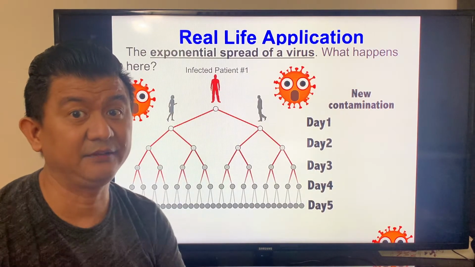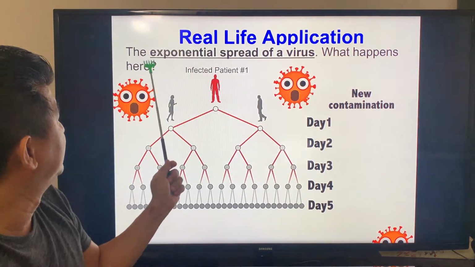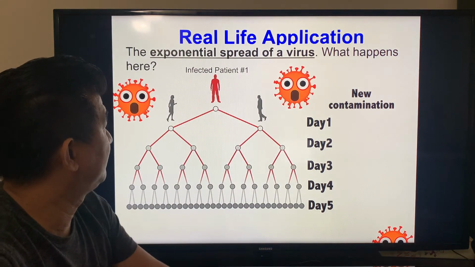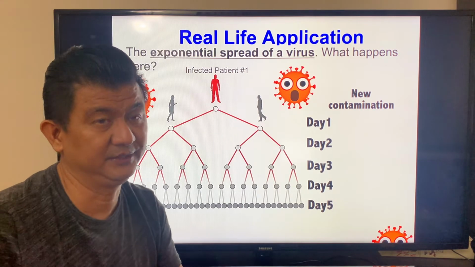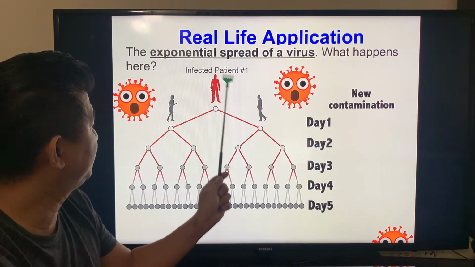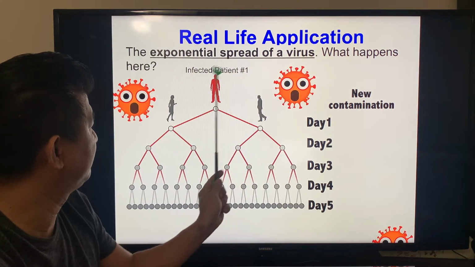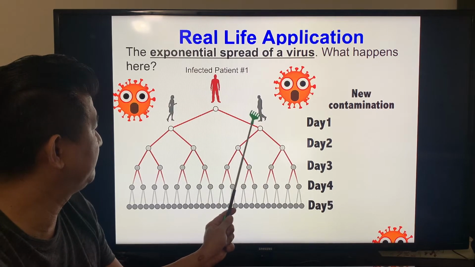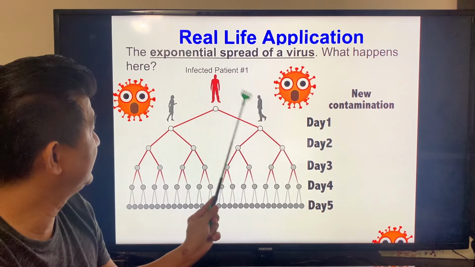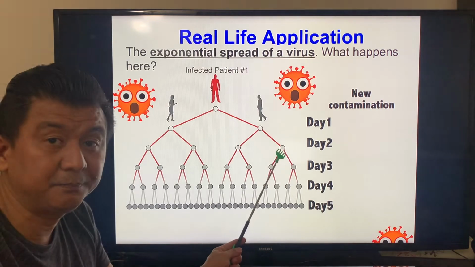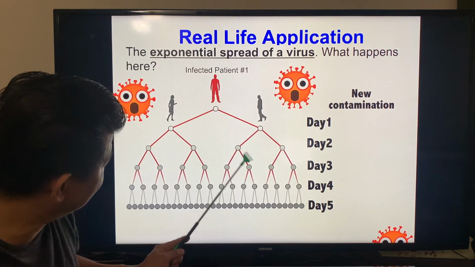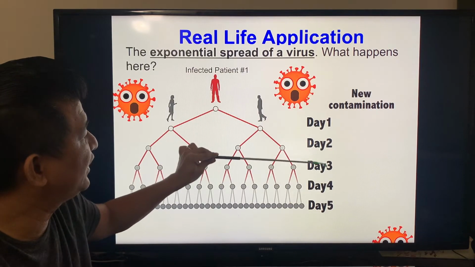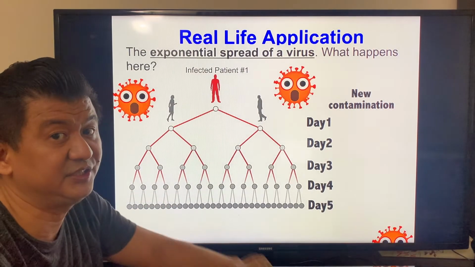Now, this is a real-life application. Check out the problem. The exponential spread of a virus. What happens here? Okay, virus, very relevant, right? So this is an infected patient. He got the virus and he meets 2 people on day 1. And then these 2 people would meet 2 other people. And then these 2 people would meet 2 other people again. Okay?